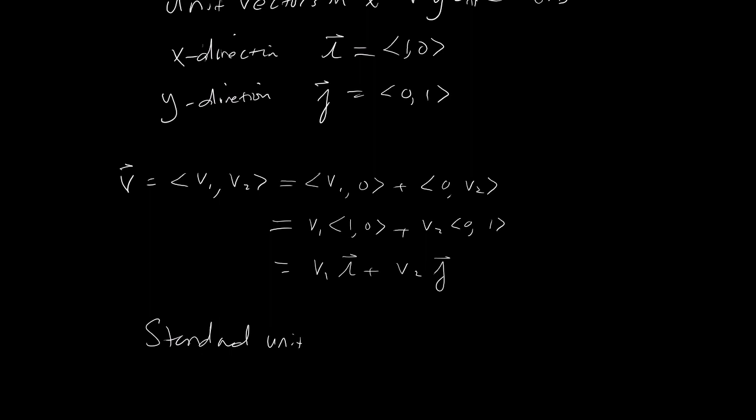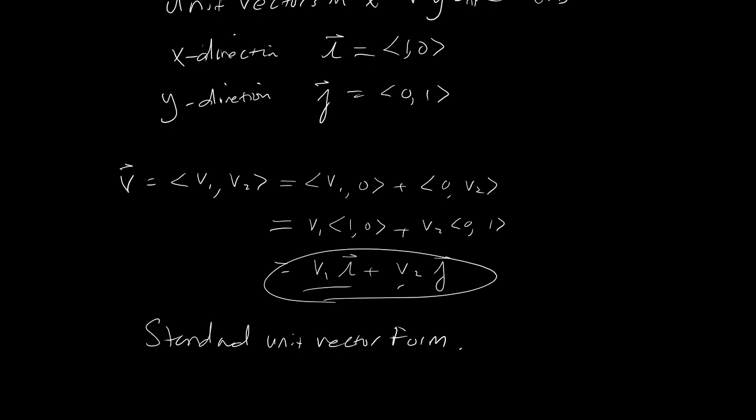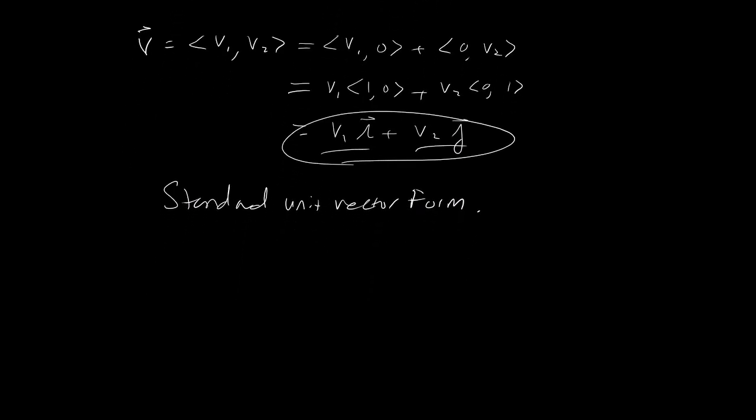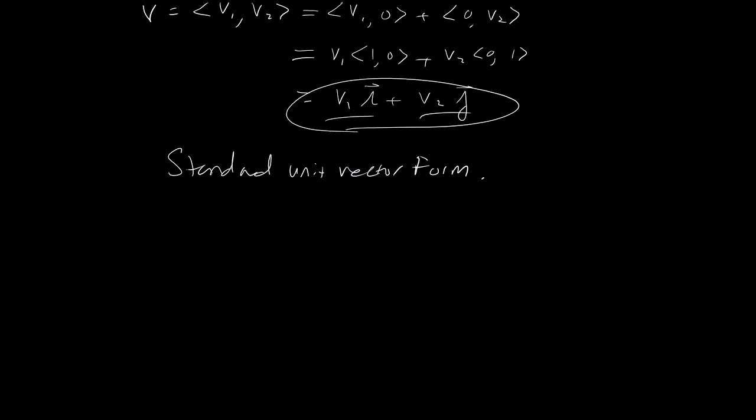Standard unit vector form, because we're now writing it in terms of i and j: a scalar times i plus a scalar times j. So we're moving this much in the x direction, this much in the y direction. All right, let's do one last example here, just so you can see this in action.